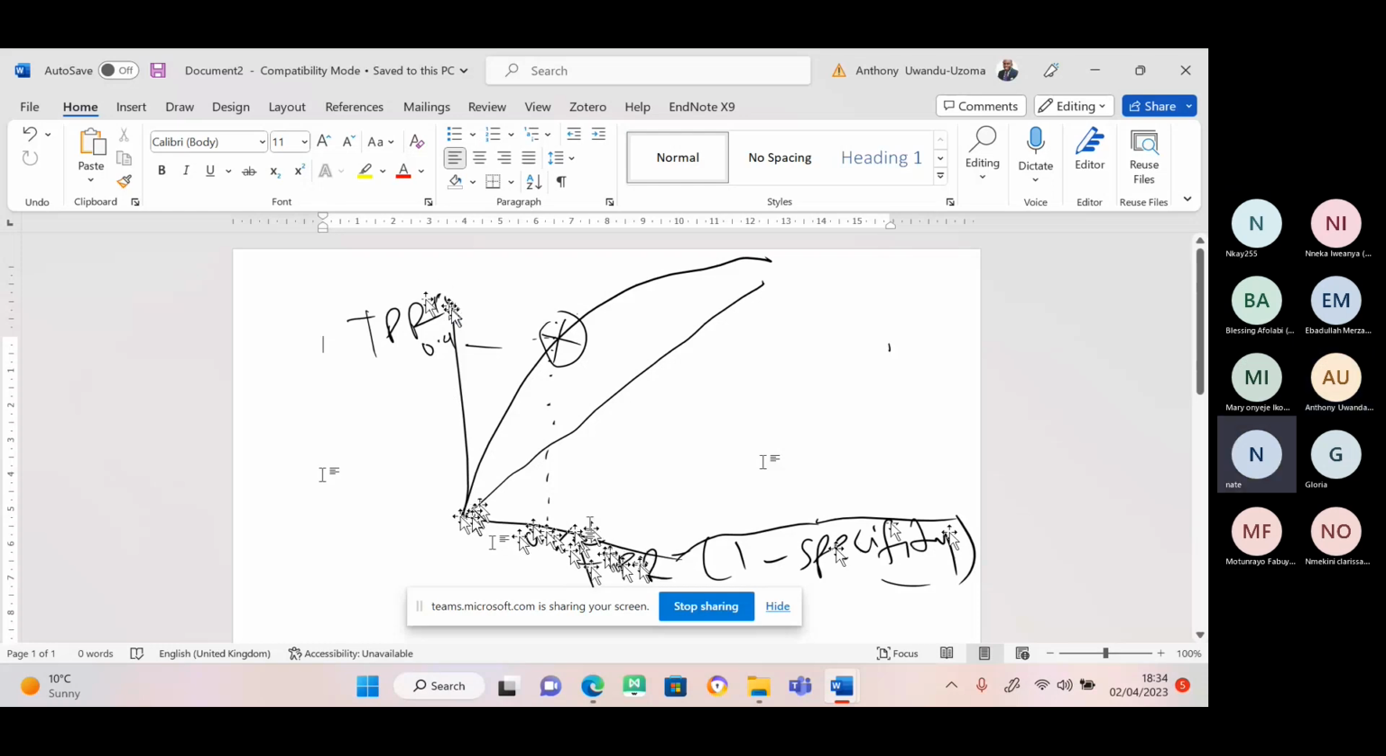Yeah, it's okay if that will make you understand it. But just know that any value you are getting along this axis, you have to do one minus that value so that you get your specificity, in case that's what the question is asking. So I hope it's clear now. Yeah, noted.